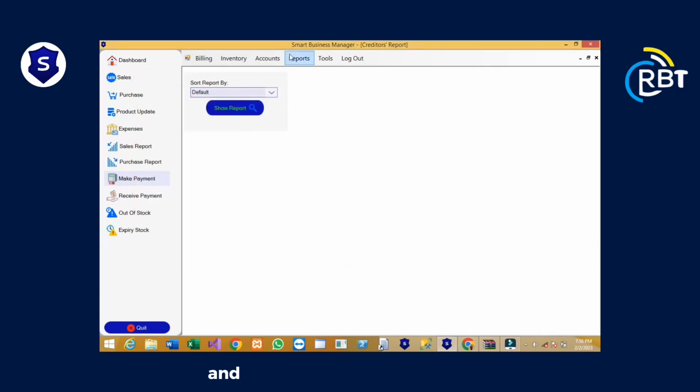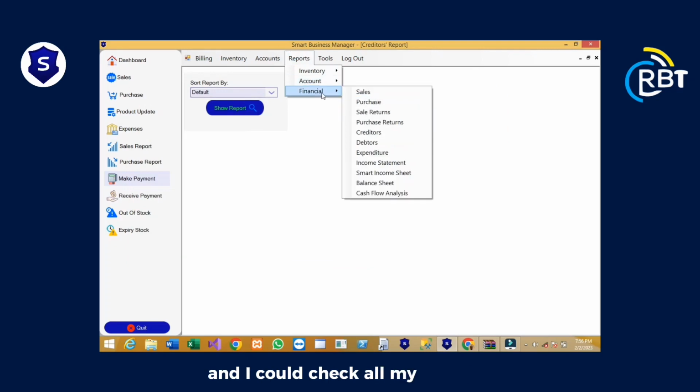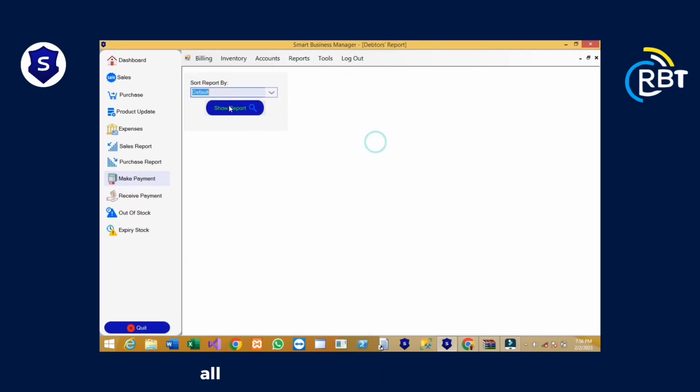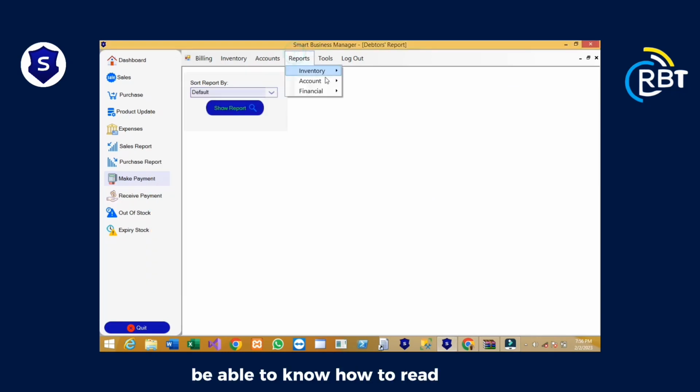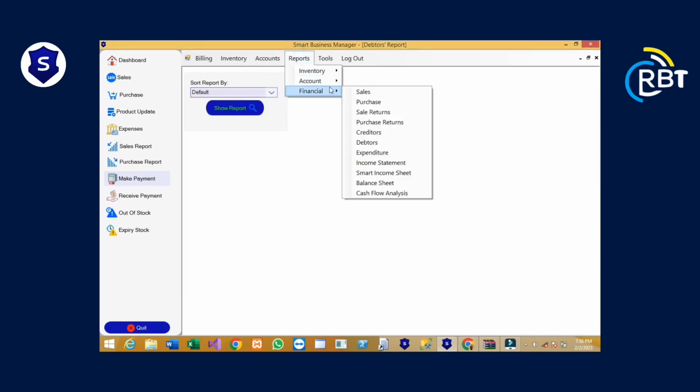And I could check all my debtors, all the persons that are owing me. So you can see Ray is owing me 200. My salary was owing me 500. So you can see all of that. Being able to read and understand all these reports is how you understand your work as the owner of the business. And there's a special training for all of that.